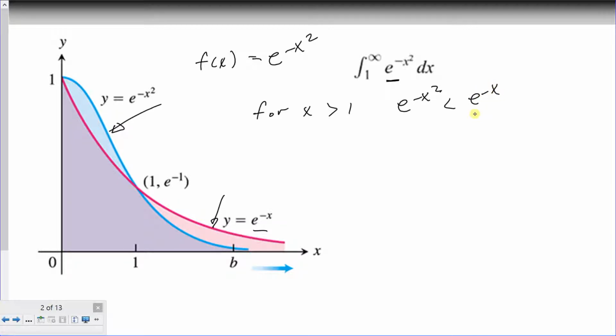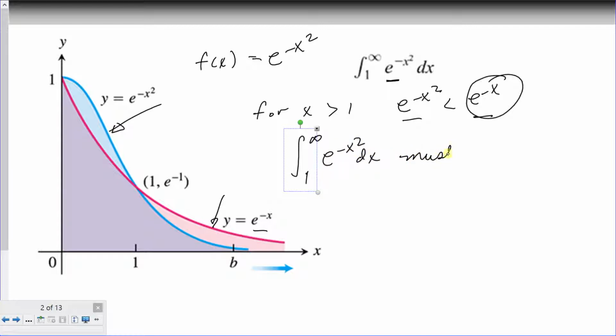And so we know that if the function e to the minus x squared is less than e to the minus x, and if we know that e to the minus x converges, then the integral from 1 to infinity of e to the minus x squared dx must converge if we can show that the integral from 1 to infinity of e to the minus x dx converges.